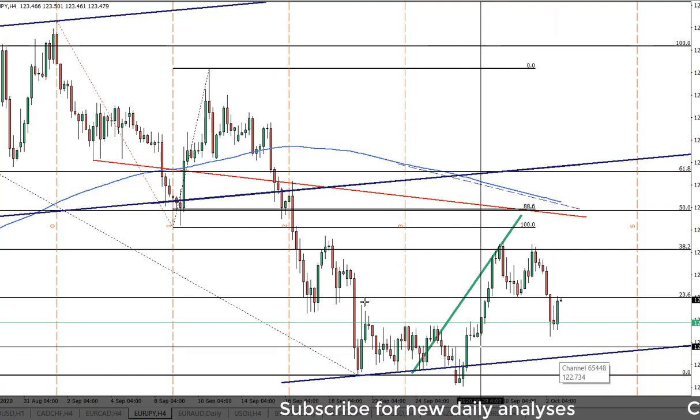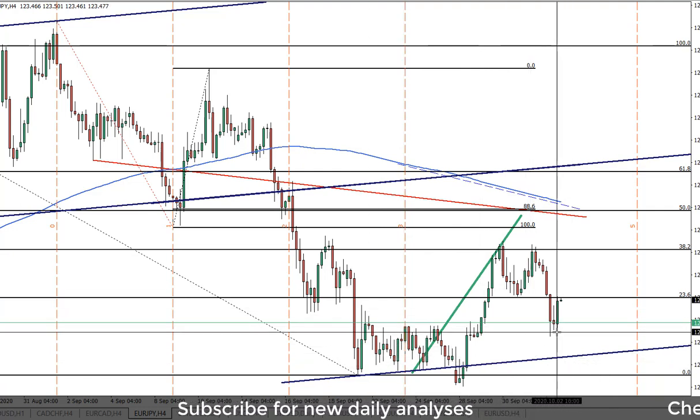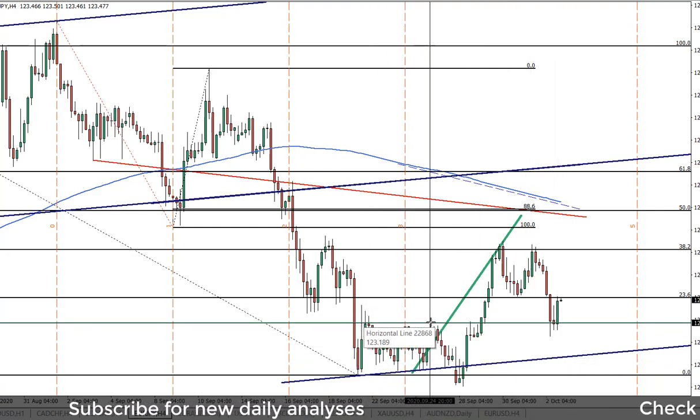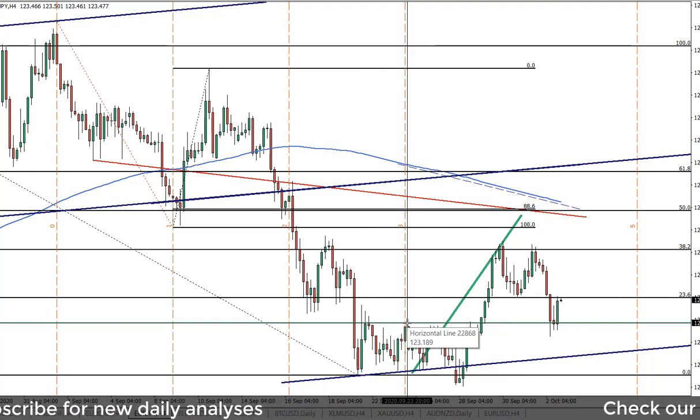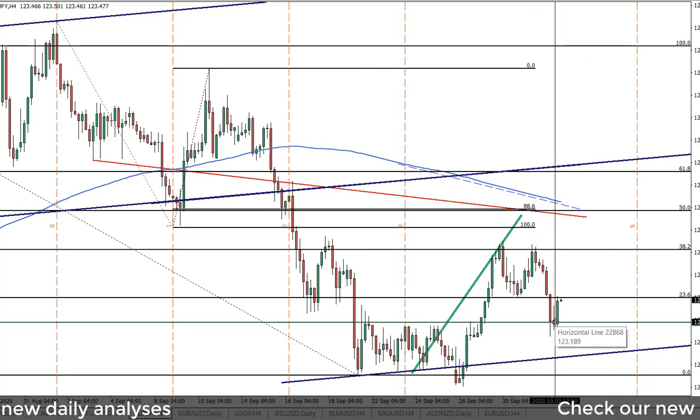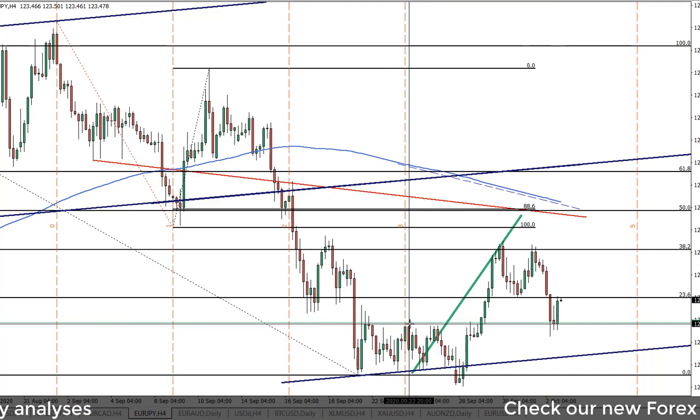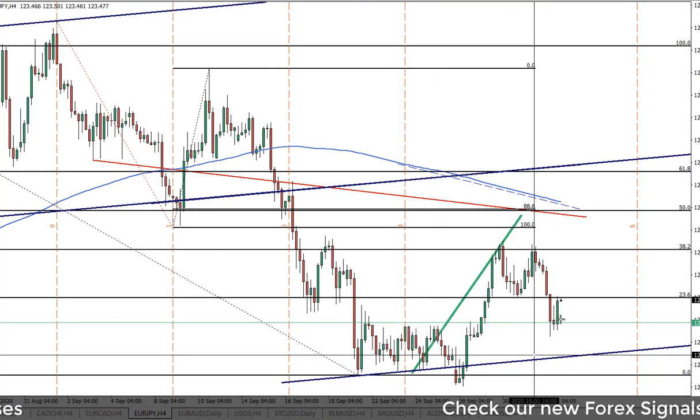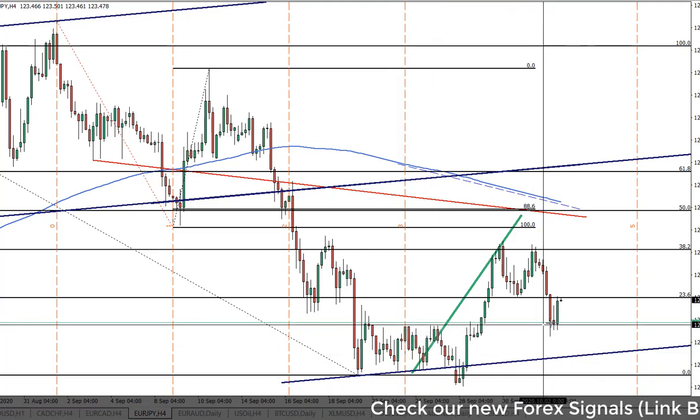So here, what I did like a lot is that price has approached this level that I have spoken about, and it has been rejected. So this was the strong supply zone. Now it became the demand zone, and it has been rejected.